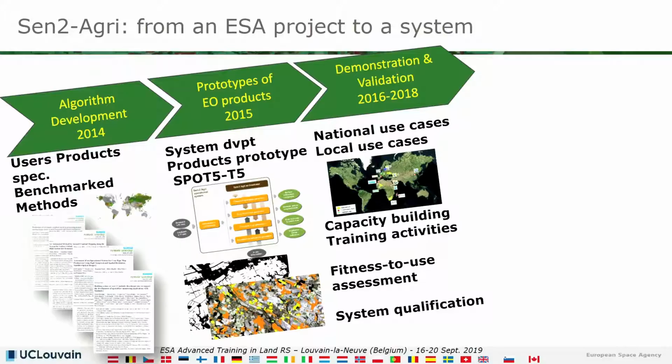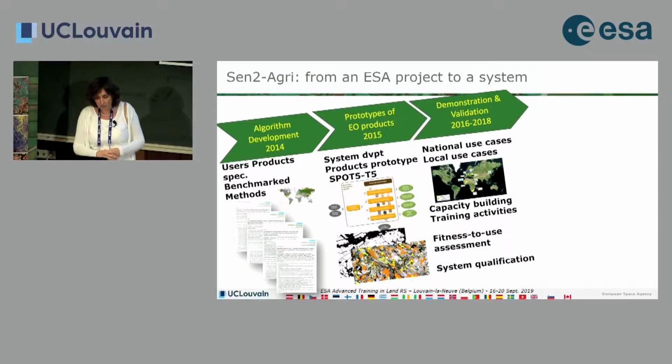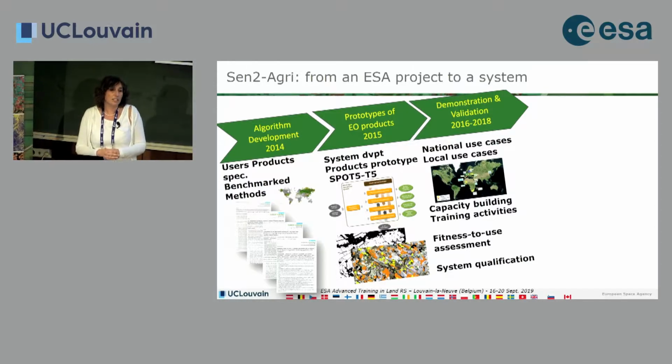It is in this context that the Sen2Agri project has been initiated. At the beginning, Sen2Agri is a project. This is not a toolbox. It is a project that has been funded by ESA, and that was organized in 3 phases. The first 2 phases, in fact, took place before the first Sentinel data.